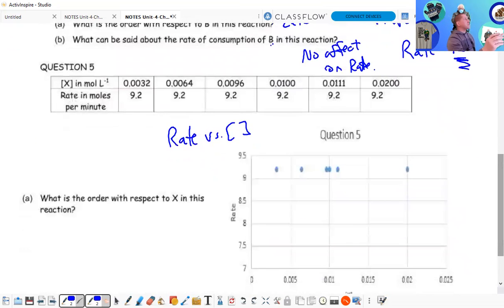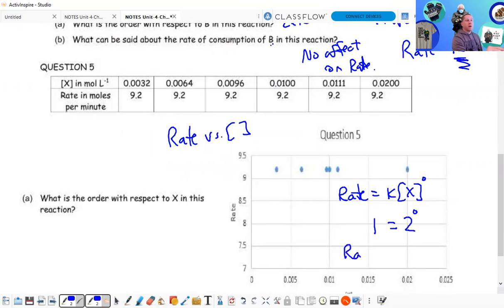So here's how you can deduce this. What we already know: let's say rate equals K times X to the 0 power. If we were to double X, and we raise it to the 0 power, what effect does that have on the rate? Well, it doesn't affect the rate. That's the whole idea of a zero order.